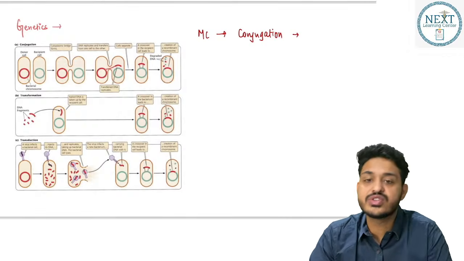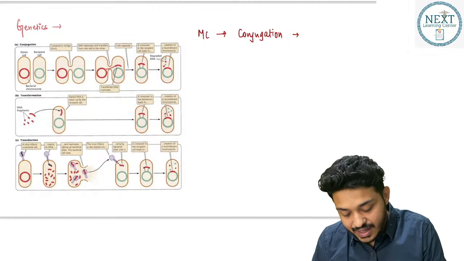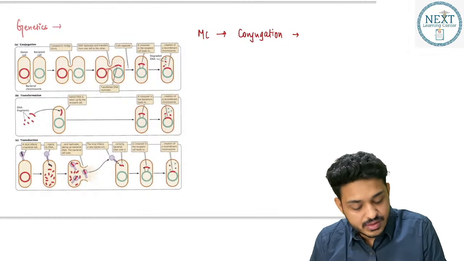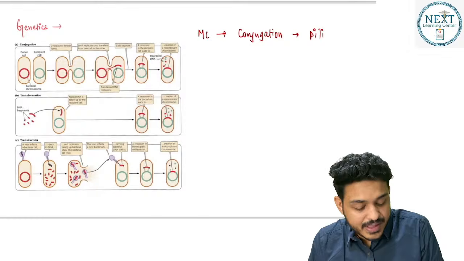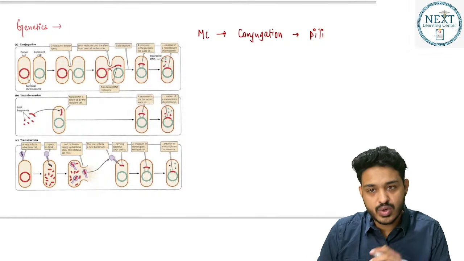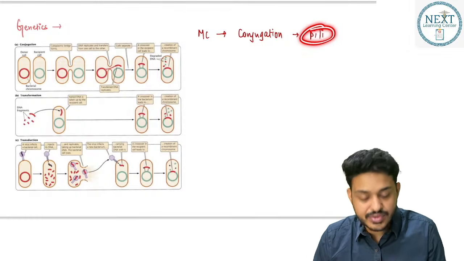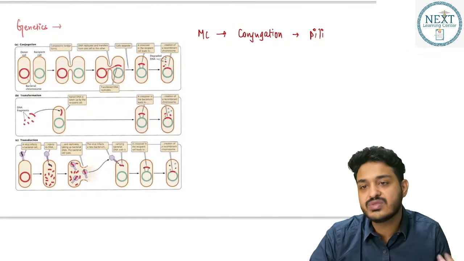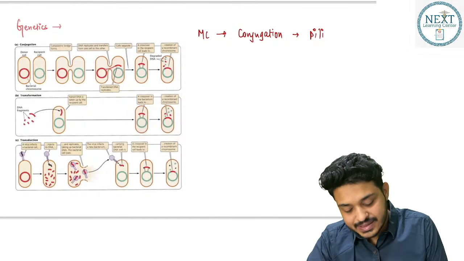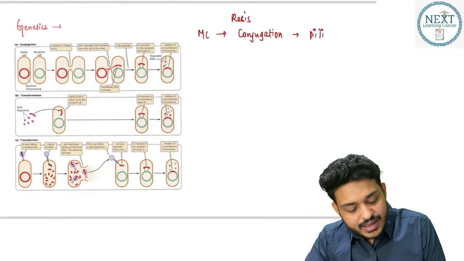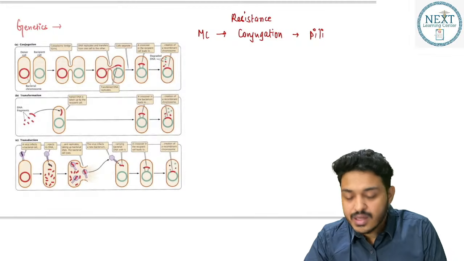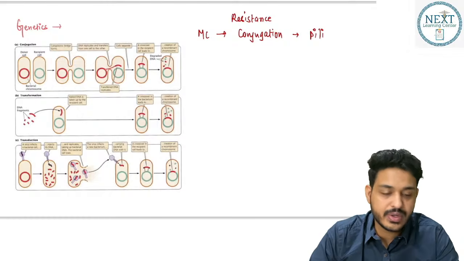And what is conjugation? When a cell combines with another cell with the help of pili. Whenever this combination is happening with the help of pili, this is known as conjugation. This conjugation is the most common method of genetic transfer, and it can transfer resistance between bacteria. If they ask you the most common method, the answer will automatically be conjugation.